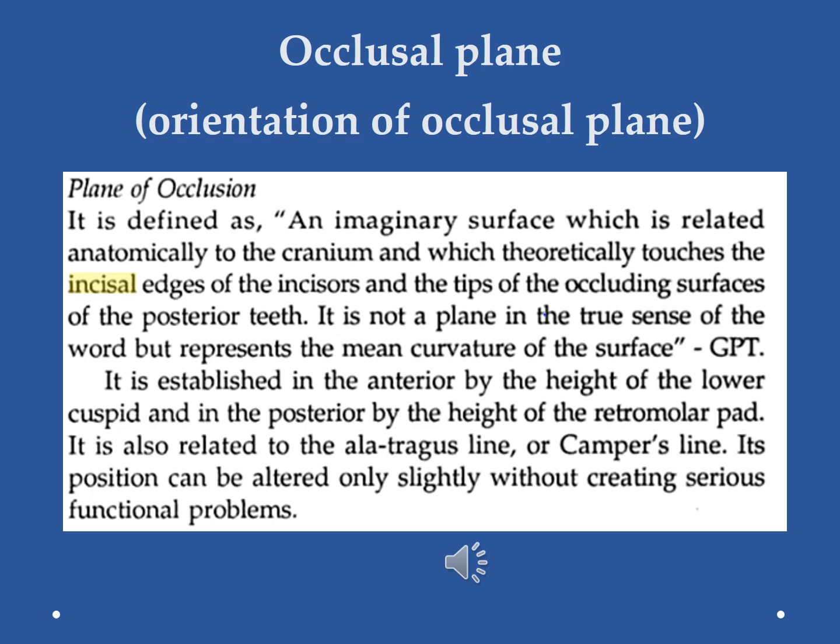Here is the definition of the occlusal plane, where it's an imaginary plane and it's related anatomically to the cranium. And in theory, this plane touches the incisal edges of incisors and the tips of the occluding surfaces of posterior teeth. It's not actually a plane in the true sense, but it represents the mean curvature of the surface when you connect between the incisal edges and the cusp tips of the posterior teeth.